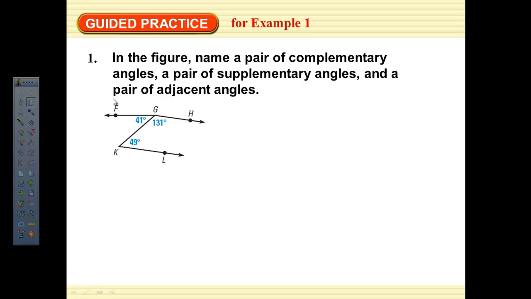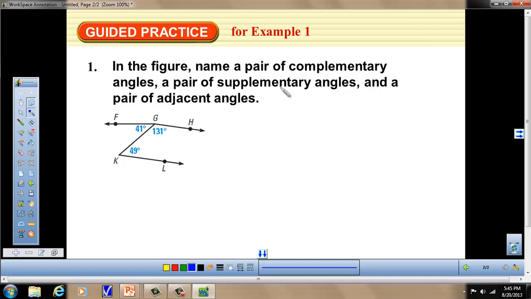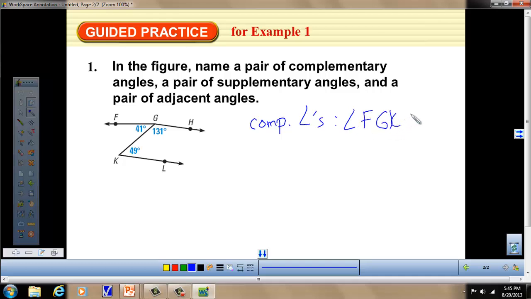We're going to do this again. So we need a pair of supplementary angles, complementary angles, and adjacent angles. For the complements, I'm going to abbreviate this time, complementary angles. That would be two that add up to 90. So that would be angle FGK and angle, looks like this one and this one right here, that would be GKL.